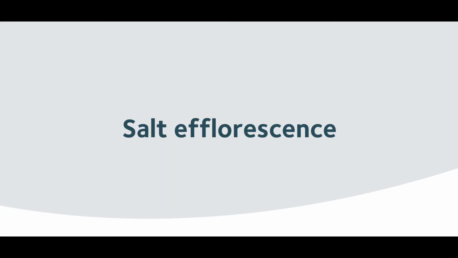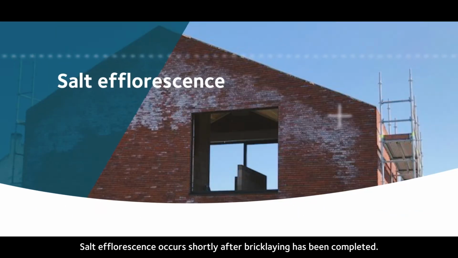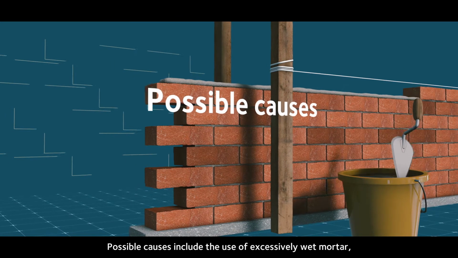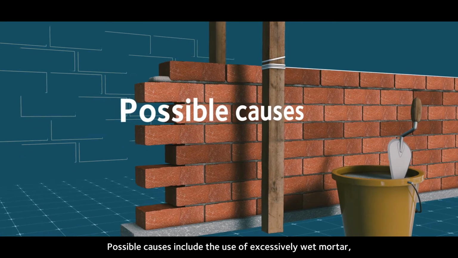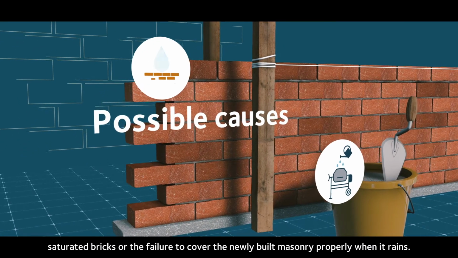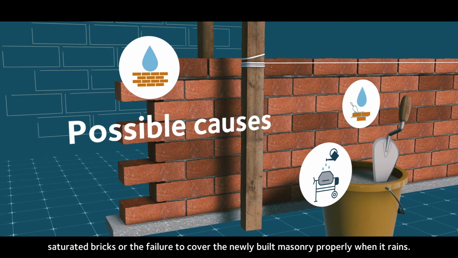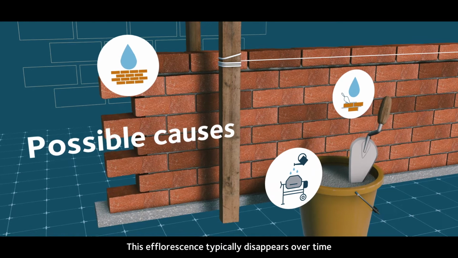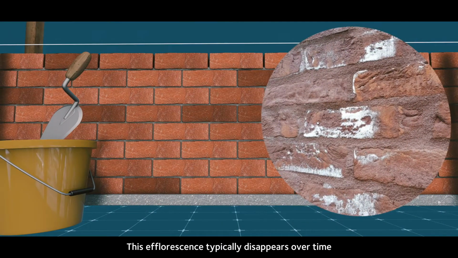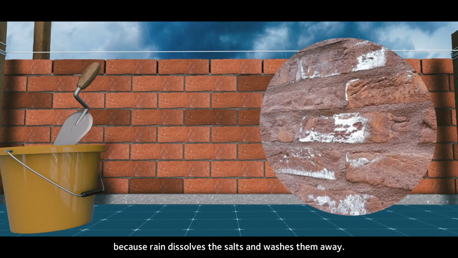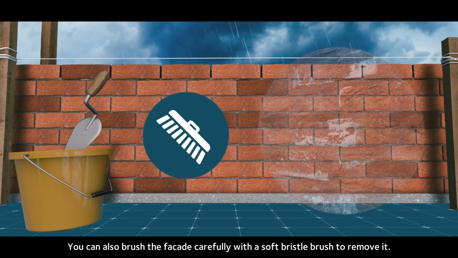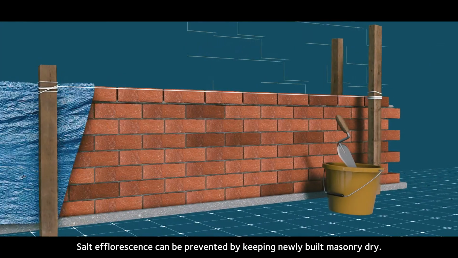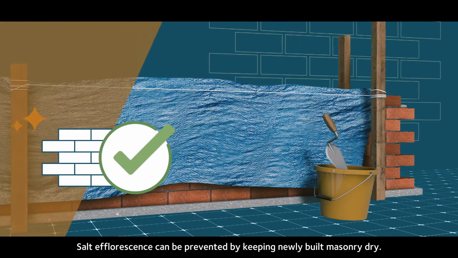Salt efflorescence. Salt efflorescence occurs shortly after bricklaying has been completed. Possible causes include the use of excessively wet mortar, saturated bricks, or the failure to cover the newly built masonry properly when it rains. This efflorescence typically disappears over time because rain dissolves the salts and washes them away. You can also brush the facade carefully with a soft bristle brush to remove it. Salt efflorescence can be prevented by keeping newly built masonry dry.